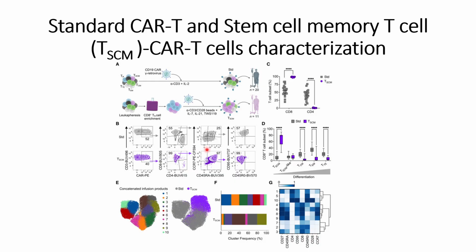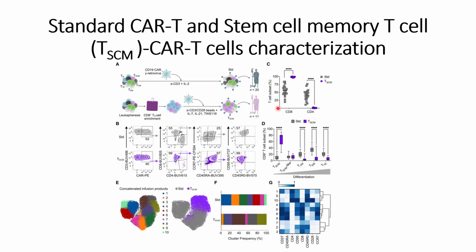After that, they further characterized to check CD45, CD45R0 and CD45RA. For the standard CAR-T cells, they are able to see mixed populations, whereas in the case of stem cell memory T cells, they are able to see specific populations.